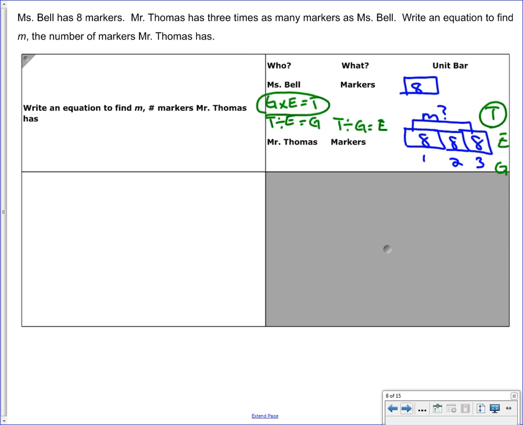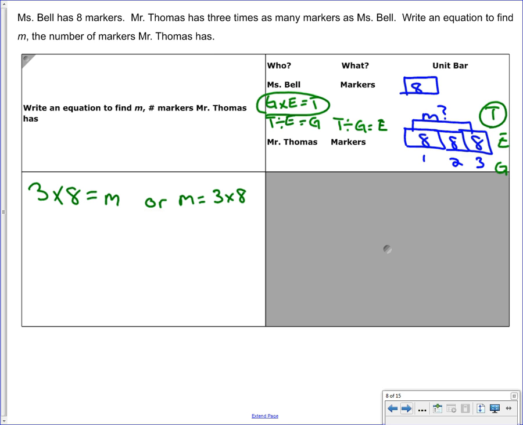Because they have the same number being put together over and over again, we know we're looking for the total. This is a multiplication problem. We can set up our equation as 3 times 8 equals m, or as m equals 3 times 8.